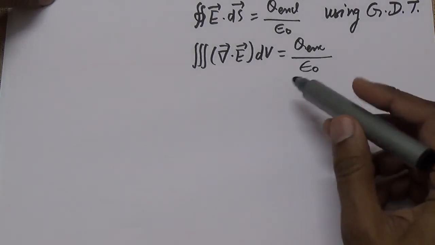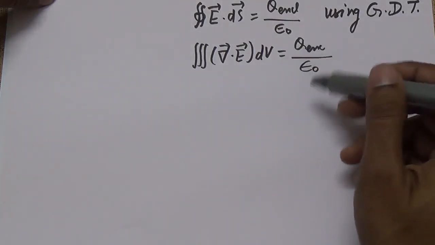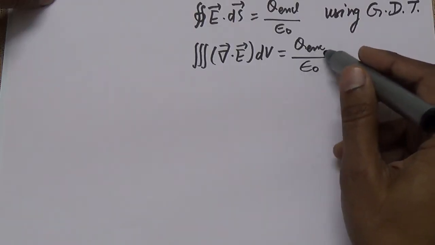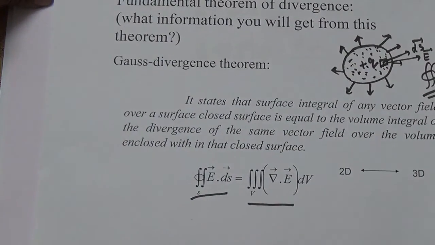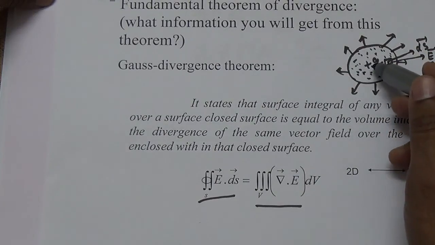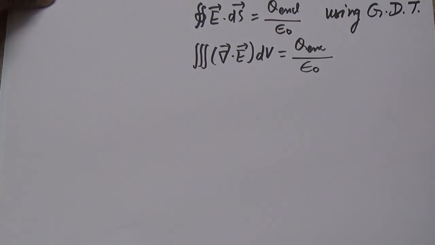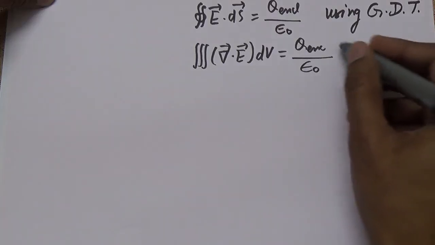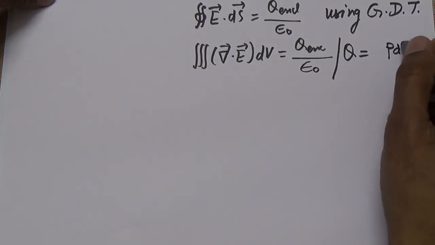But what is the problem here? The left hand side I have converted into the differential form, but the right hand side is not comparable. So 1 upon epsilon naught is constant, so I have to convert this Q in terms of the volume charge density, because I know that in the case of Gauss law this was a sphere, and the sphere is solid, so the charge is uniformly distributed, I can suppose. So that will be volume charge density into that. So I have to convert this Q into volume charge density, that is rho dV.